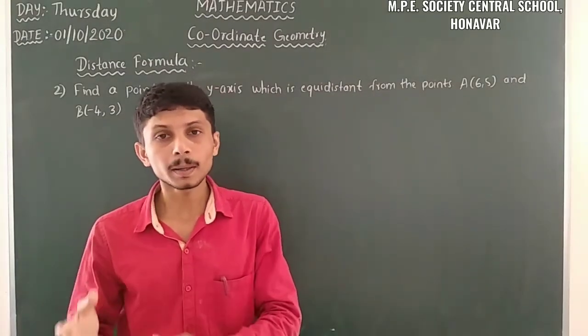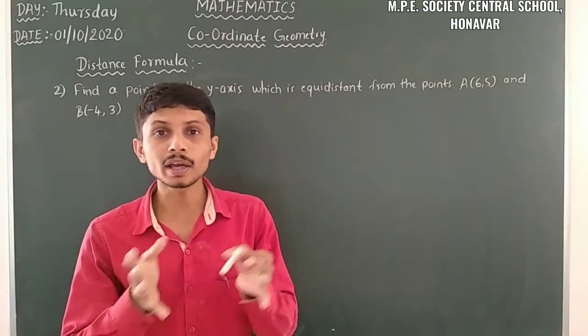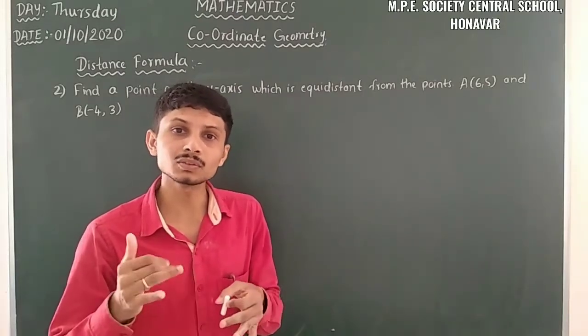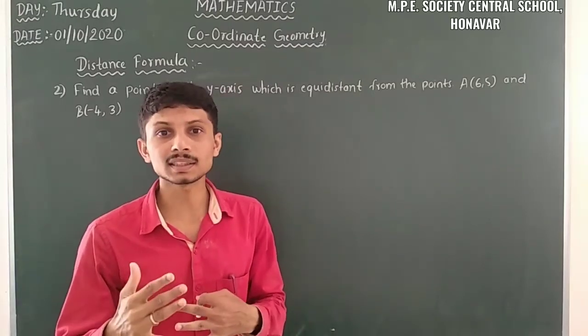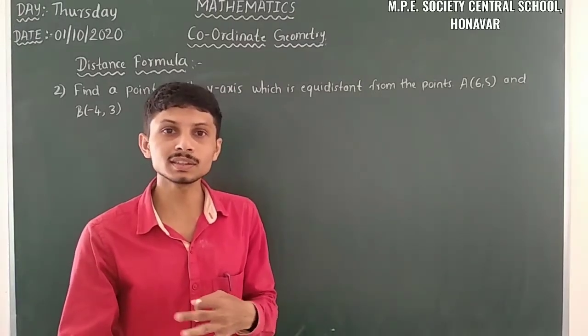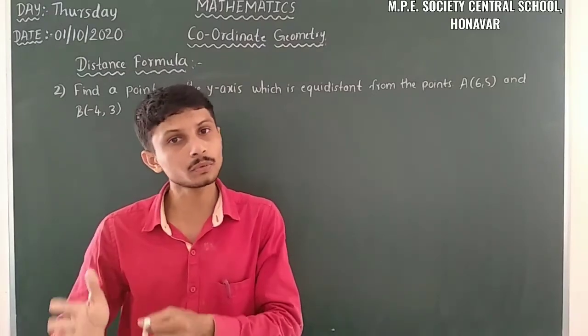Again, when a point is on the x-axis, the y-coordinate of the point is 0. That means there is no perpendicular distance from the x-axis. So it is located on the x-axis, meaning it has a perpendicular distance from the y-axis only.